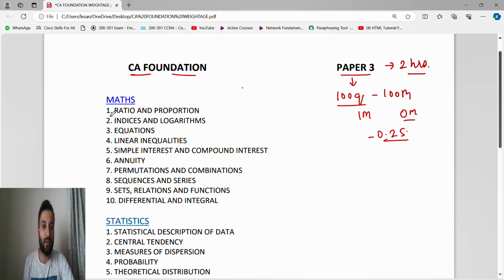First of all I will give you the weightage. Mathematics consists of 40 marks. In these 40 marks, ratio and proportion, the first chapter, carries 3 marks. Indices and logarithm carry 2 marks, so indices 1 mark, logarithm 1 mark. Equations carry 5 marks, a very important chapter. Linear inequalities, very easy, 2 marks.